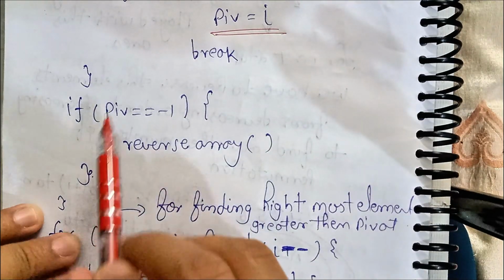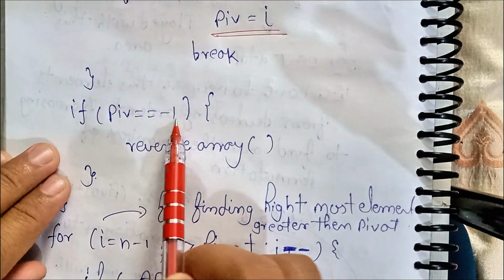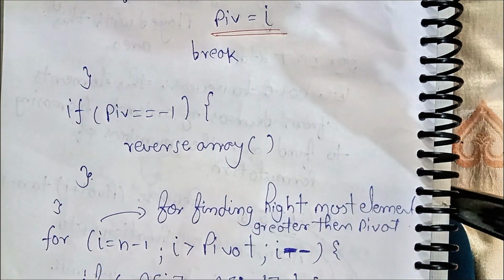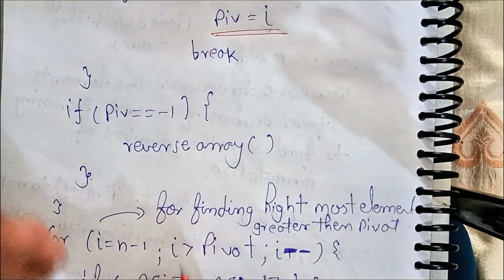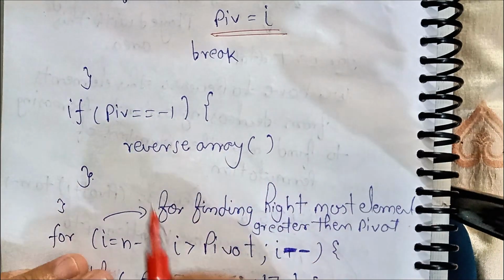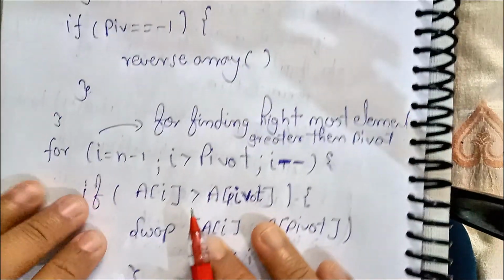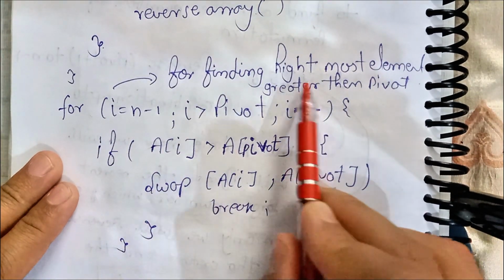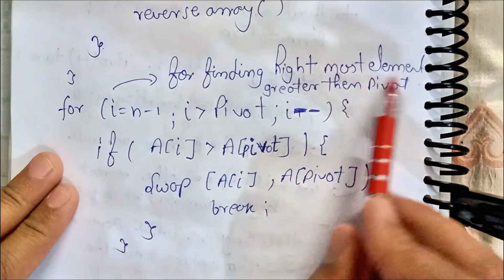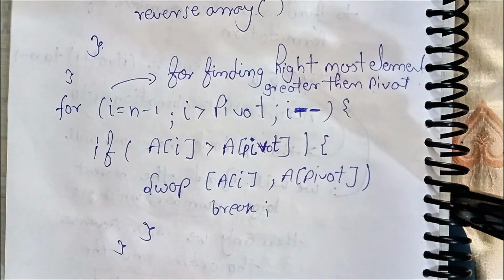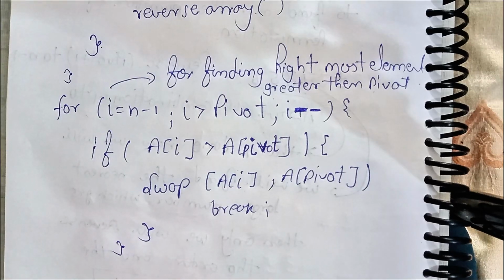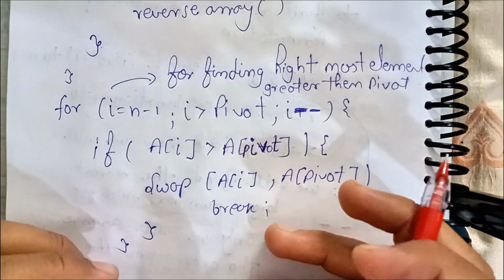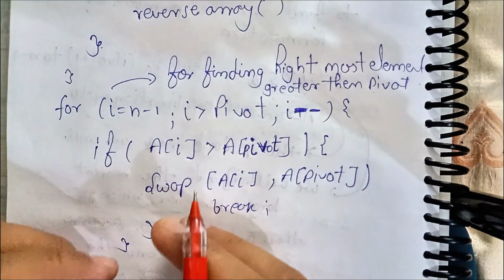After that we check if pivot equals -1. What if all the elements are in decreasing order? Then no permutation can be created, so we will reverse the array. That's it. And here we use one more for loop for finding the rightmost element greater than the pivot. Meaning we will find the rightmost element with a greater value than the pivot element, then swap that element with the pivot element.